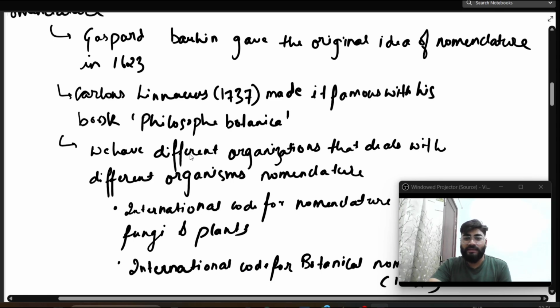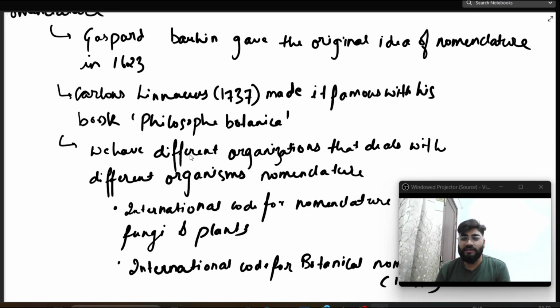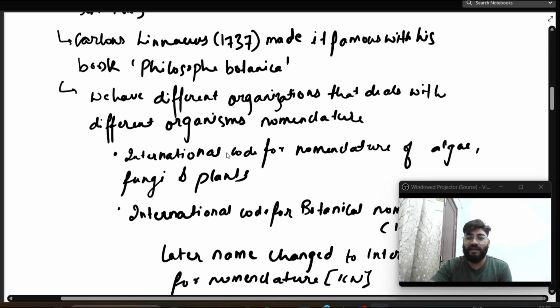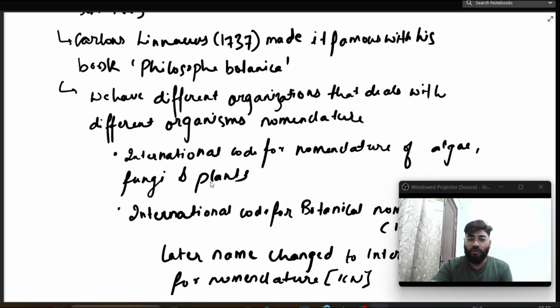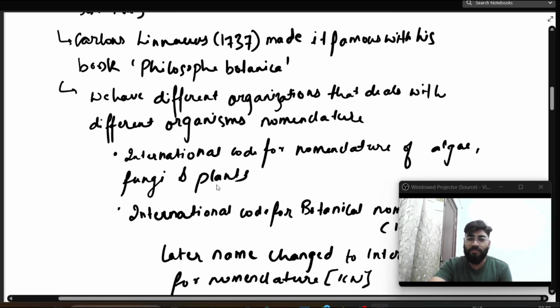We have different organizations that deal with different organism nomenclature. Later on, we are going to study the different kinds of organisms that we have: bacteria, protista, fungi, plantae, and then animalia. These different kinds of organisms are given names, and their nomenclature is done in a different way by different organizations. First, we have the International Code for Nomenclature of Algae, Fungi, and Plants. This organization deals with the naming of algae, fungi, and plants. You might be thinking, sir, algae comes in plants only, but we are going to dive into that later on.